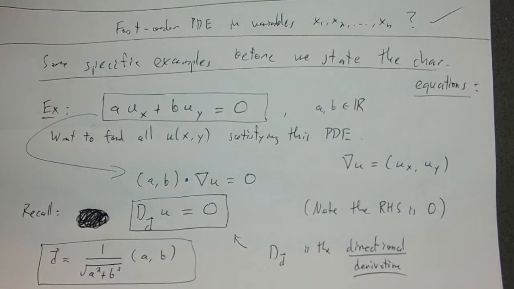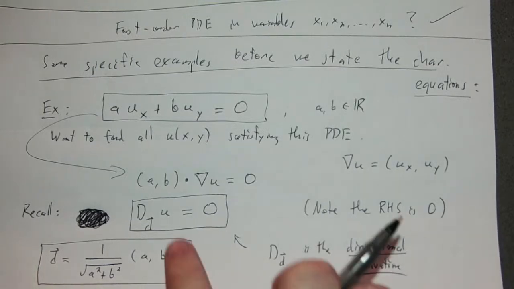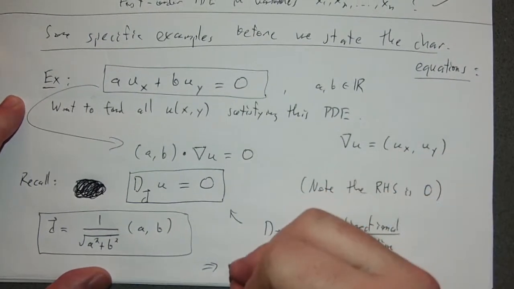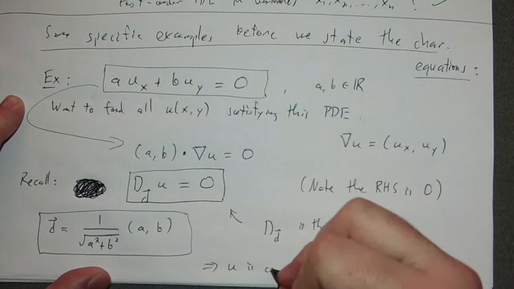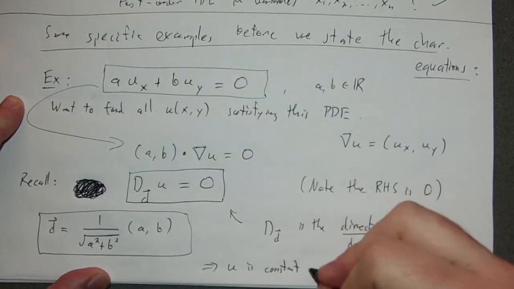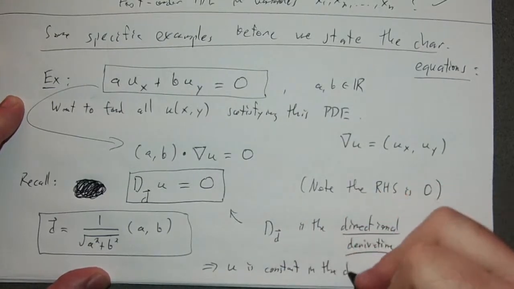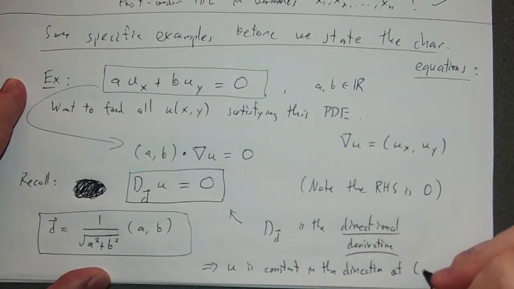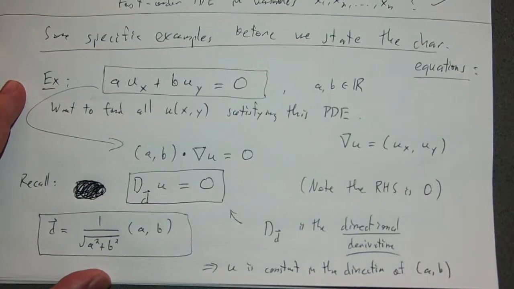direction. Okay, so this tells me that u is constant in the direction of the vector AB. That's exactly what I'm told.